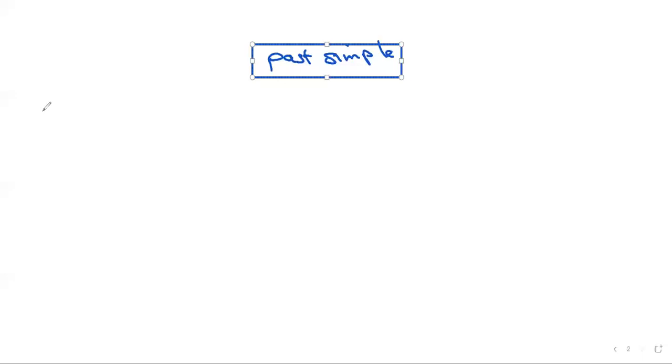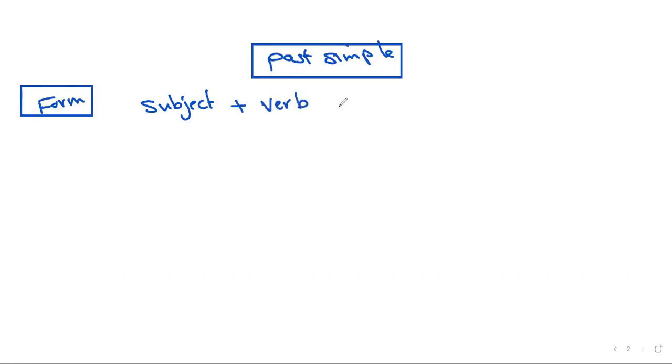And this is the form. First, we have the subject. After that, we have the verb, and the verb in the past simple is in the second form. Okay, what does it mean, the second form? You know that we have two types. We have regular and irregular verbs.